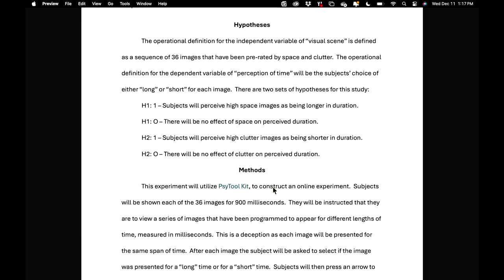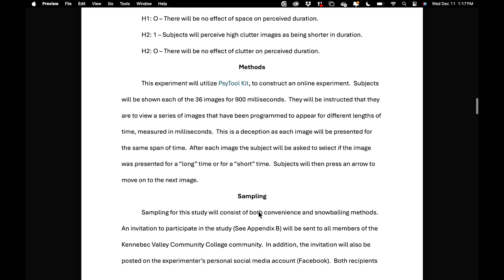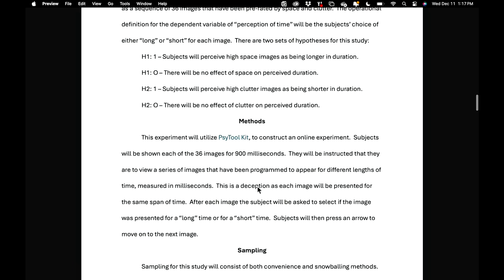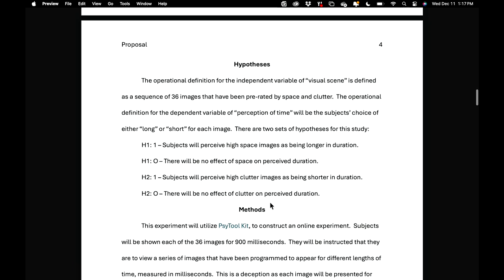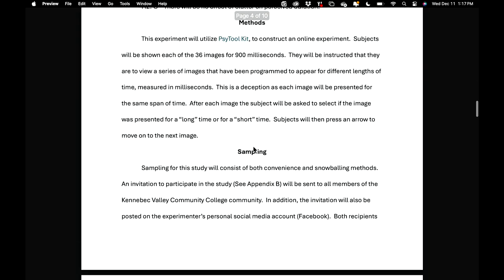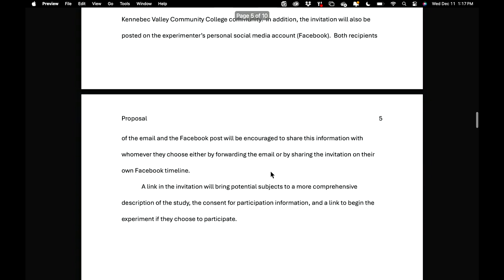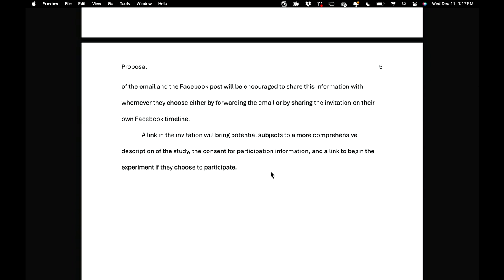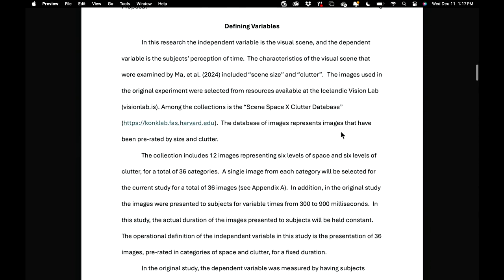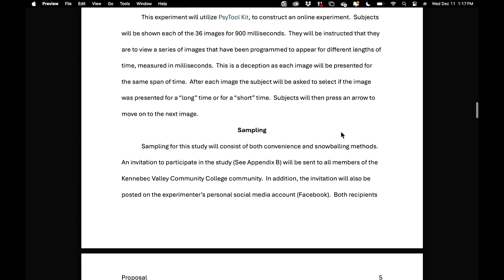So I have my hypothesis, I have the methods, I get into sampling. Again, that introduction is out, and I refer to now Appendix B. These have been moving around because I used to be Appendix A, but now my images are Appendix A. Appendix B is my sampling, and then Appendix C, which I don't refer to in here, is actually the consent. So I get to the end of my document, 4 pages long, really not that intense here.